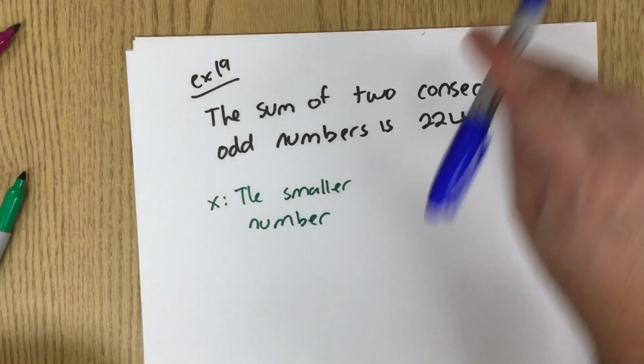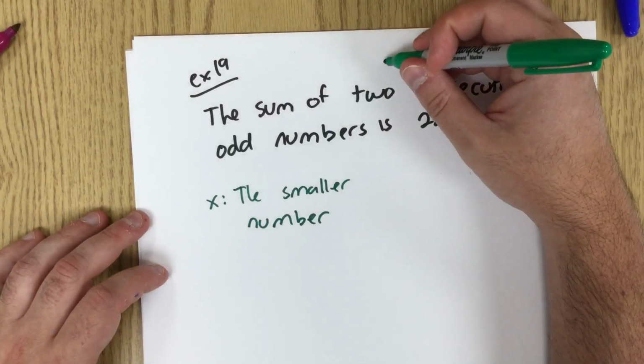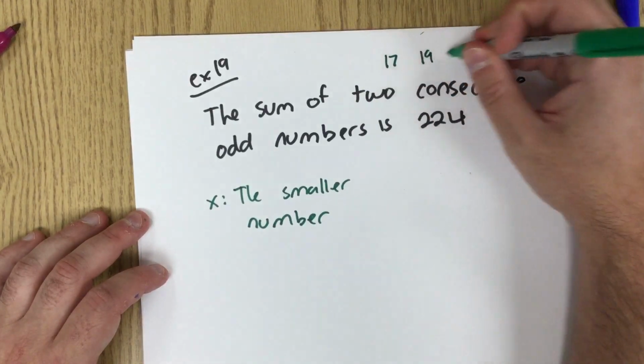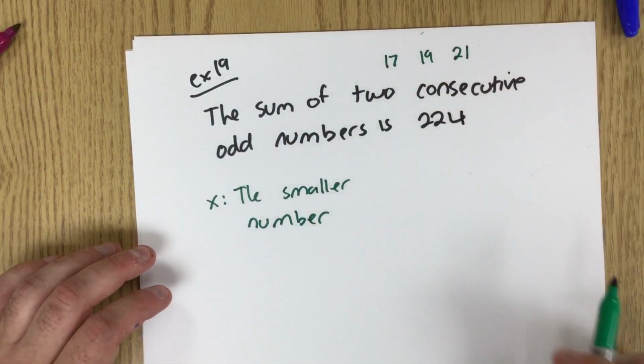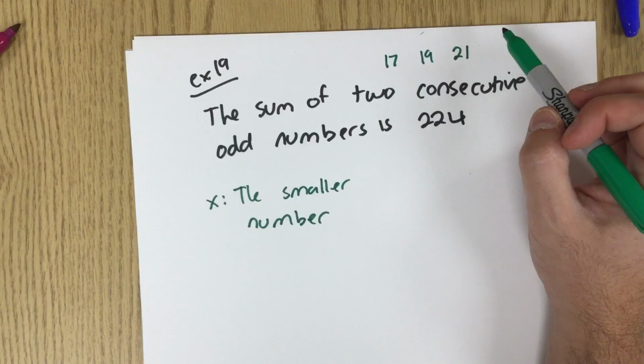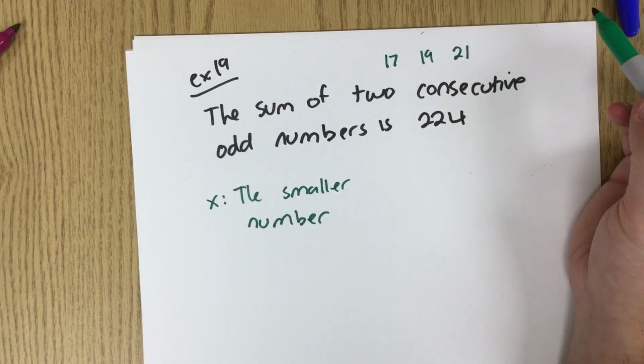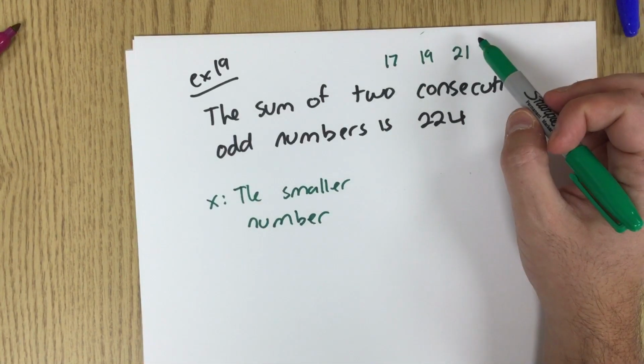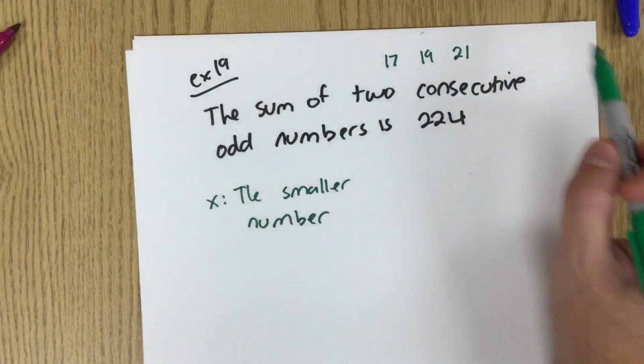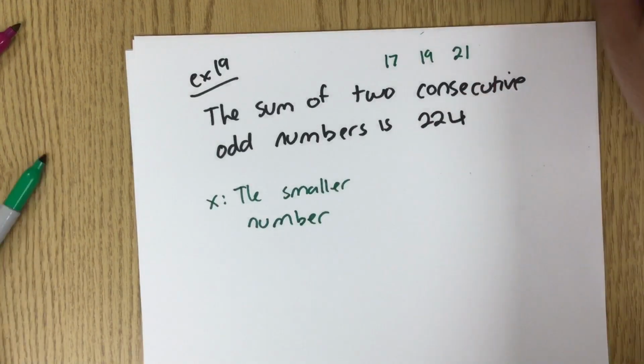Now, here's the weird thing about odd numbers. If we have the odd numbers 17, 19, 21, the weird thing is if you look at how far apart they are, it's actually the same as even numbers. They're still 2 apart. So the even numbers are 2 apart, but the odd numbers are actually also 2 apart.